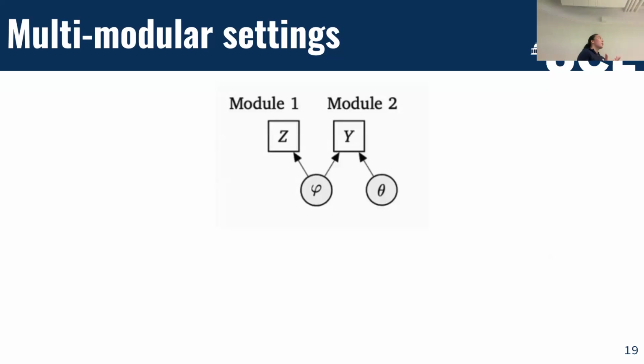But in order to present that, first let's look at what the multi-modular setting is. Multi-modular settings essentially have two or more modules. So let's say we have module 1, which has some observed data Z and parameter phi, and module 2, which has observed data Y.